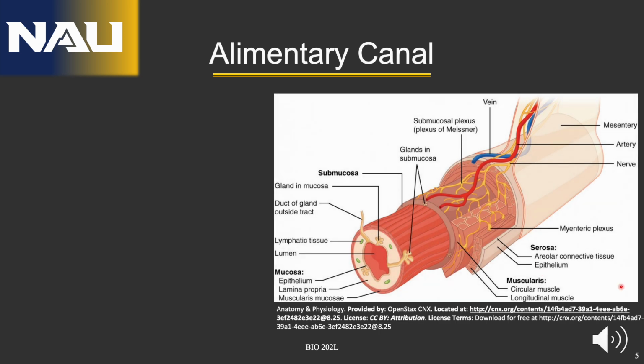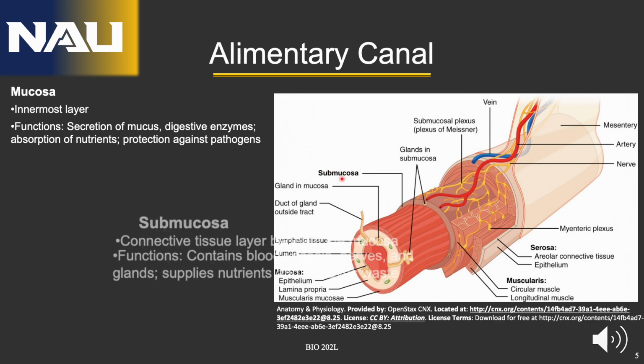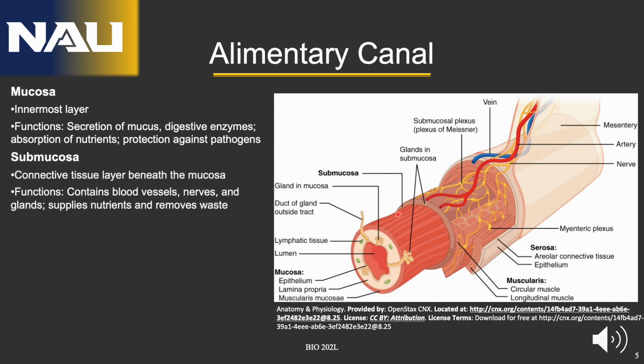Within the alimentary canal, there are three layers that are seen again and again, each with specific functions. The innermost layer, the mucosa, is lined with epithelial tissue and is responsible for the secretion of mucus, digestive enzymes, as well as the absorption of nutrients. Beneath the mucosa lies the submucosa, a connective tissue layer that contains blood vessels, nerves, and glands, providing support and nourishment to the surrounding tissues.